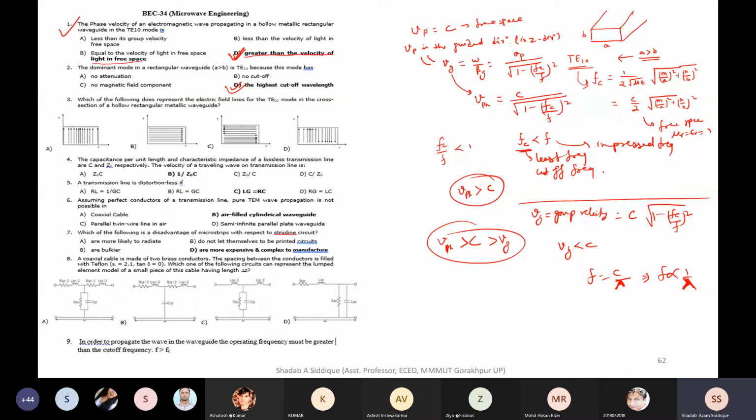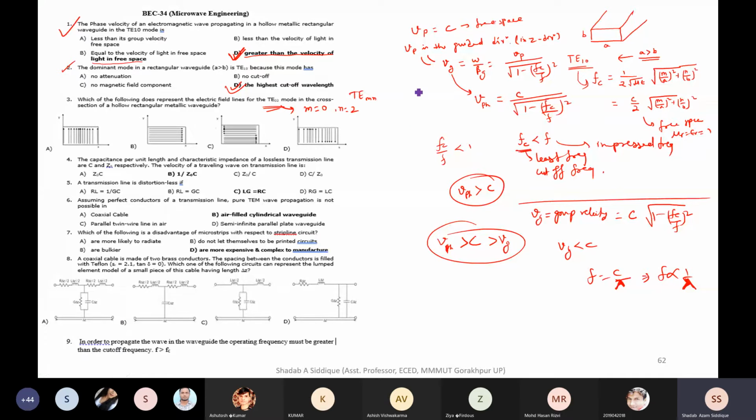Now the third one: which of the following represents the electric field lines for the TE02 mode in the cross section of a hollow rectangular metallic waveguide? We need to check the cross-sectional view of the rectangular metallic waveguide for the TE02 mode. We know TEmn, where m and n are the mode numbers. So m is equal to 0 and n is equal to 2.